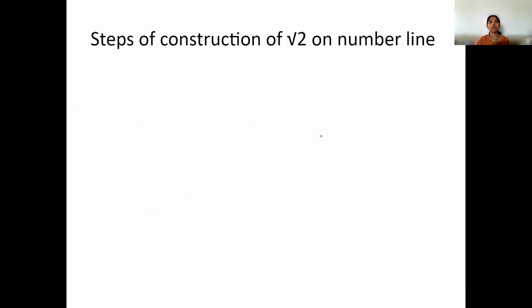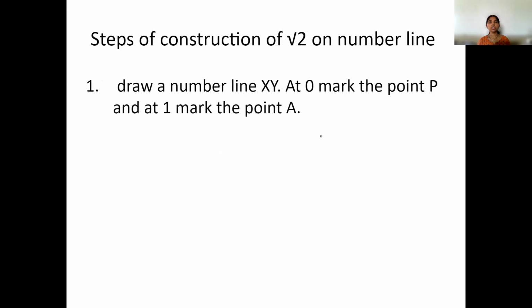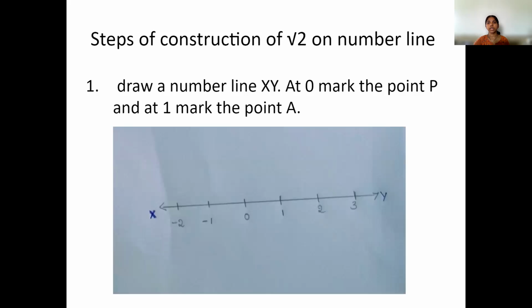First, let's draw a number line. Draw a line XY. At 0, mark the point P, and at 1, mark the point A, in this way. So draw the number line. I have taken negative as well as positive values. At 0, proper scaling has to be taken.